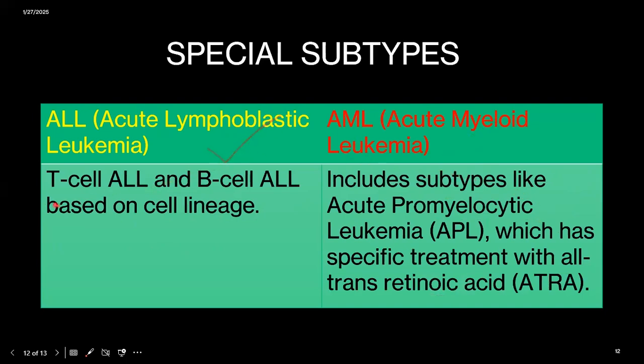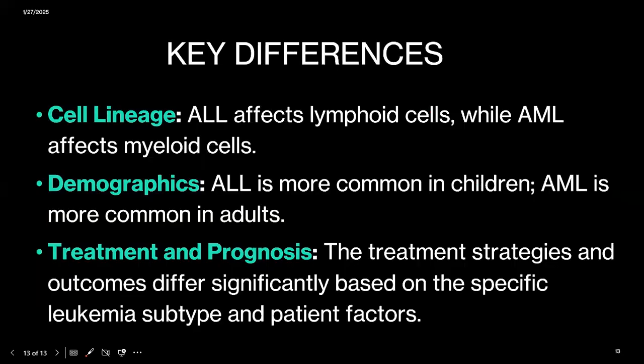Special subtypes: T cell ALL, B cell ALL. As we have discussed, it affects the lymphoid lineage. AML includes subtypes like acute promyelocytic leukemia, APL, which has a specific treatment with all-trans-retinoic acid, ATRA.